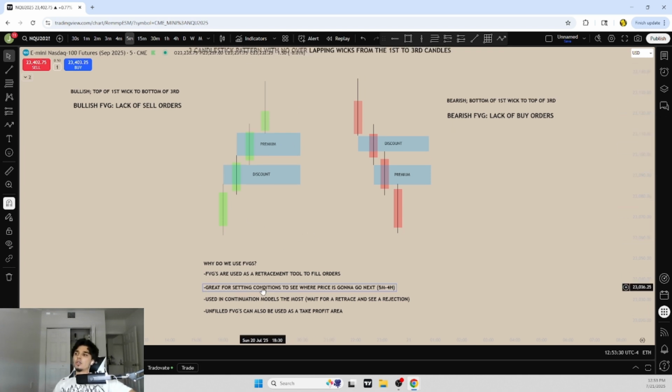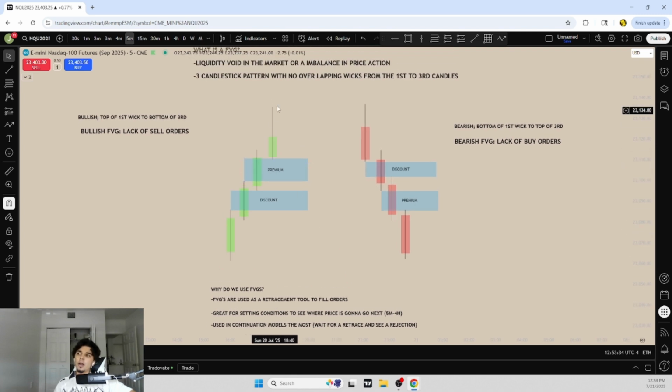Fair value gaps are also great for setting conditions to see where price is going to go next, right? So if we are bullish in this scenario, we don't want to buy all the way up here, because price will most likely be wanting to go down, fill these orders before continuing higher, right? Because price moves in stair steps like that. So if we're going straight up, we want to wait for a retracement before entering.